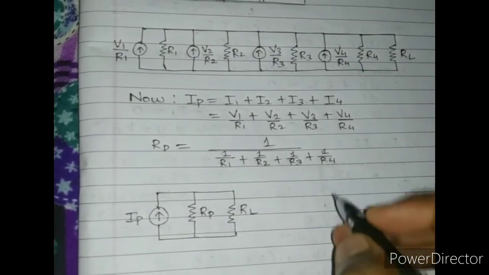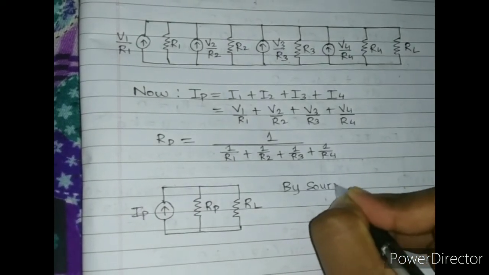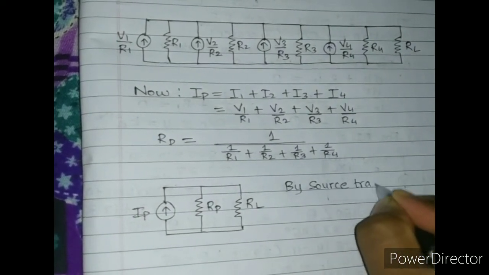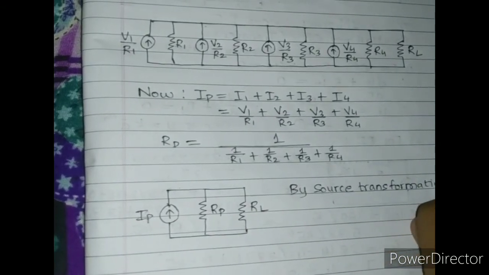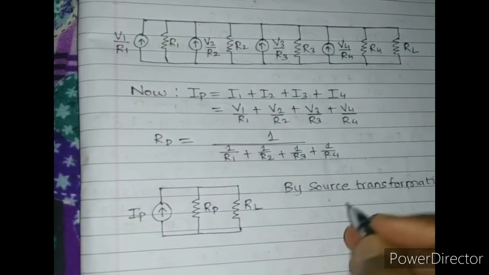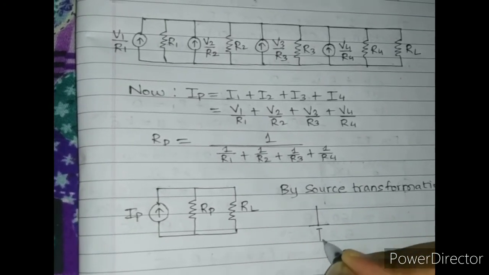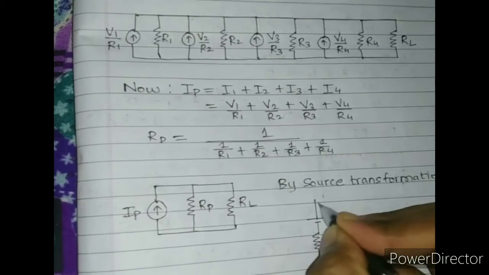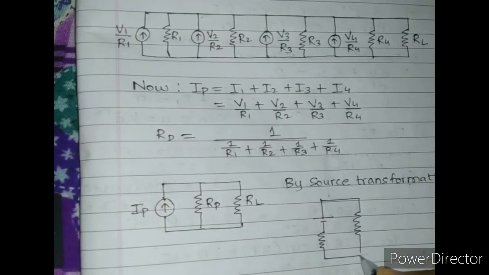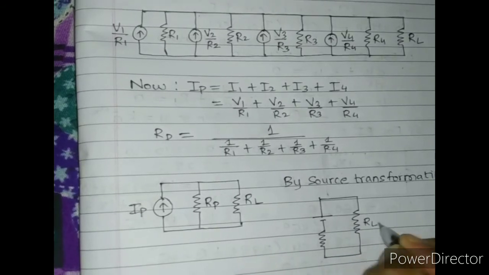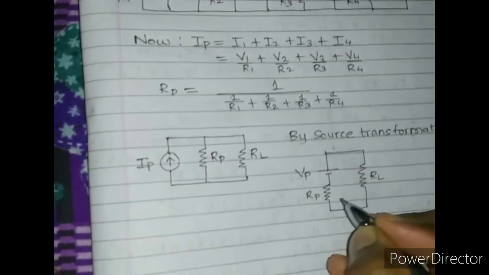Now once again, by source transformation, the given circuit can be modified into a voltage source in series with a resistance. So we get a voltage source in series with a resistance and connected to the load resistance RL. The voltage source is Vp and this resistance is Rp.